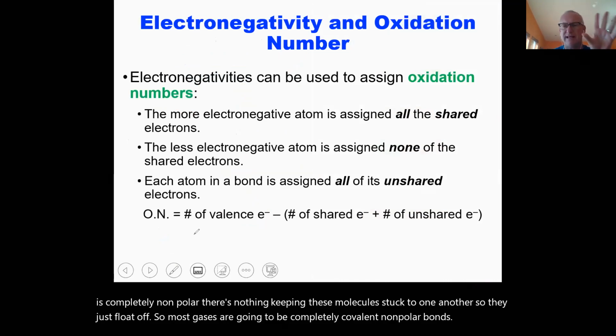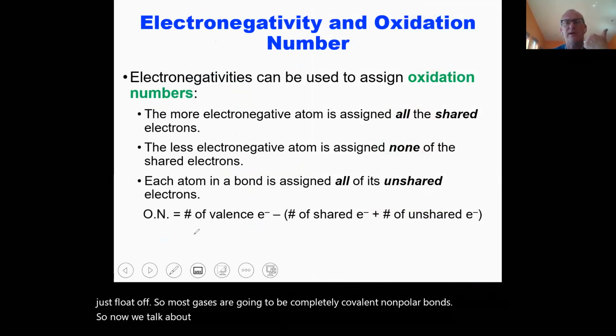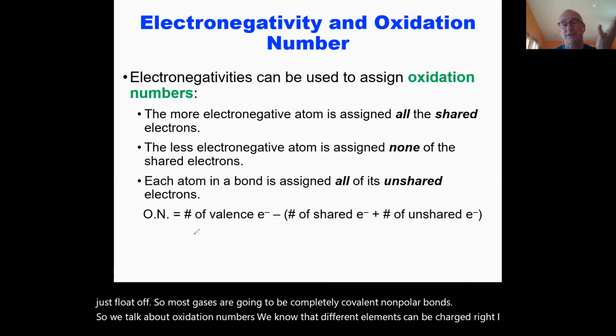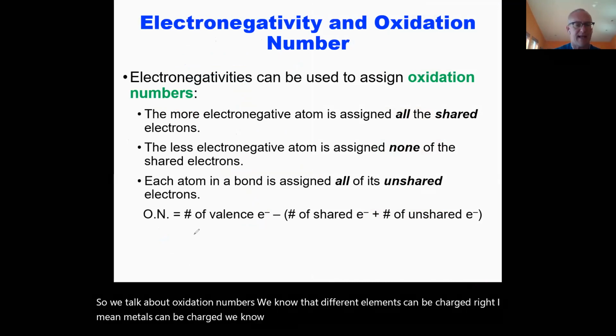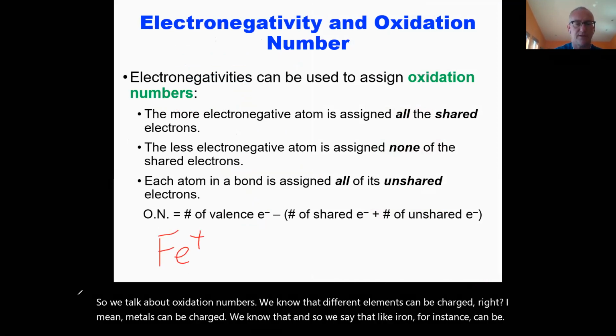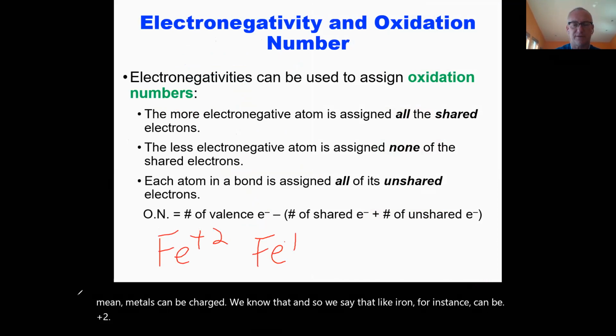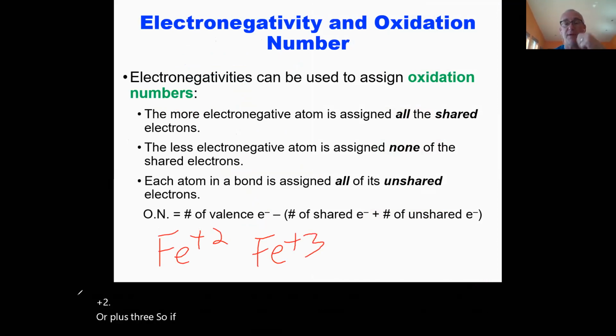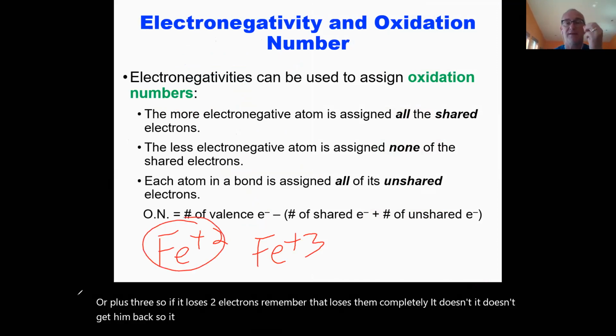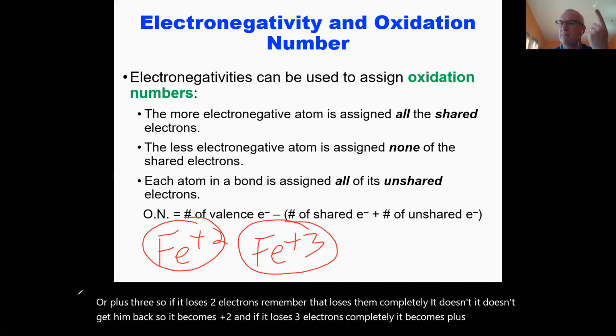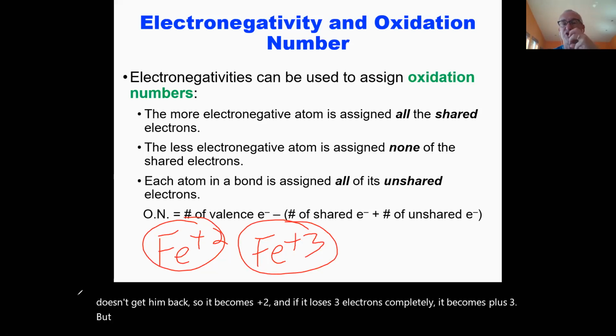So now we're going to talk about oxidation numbers. We know that different elements can be charged, right? I mean, metals can be charged. We know that. And so we say that iron, for instance, can be +2 or +3. So if it loses 2 electrons, and remember, it loses them completely, it doesn't get them back, so it becomes +2. If it loses 3 electrons completely, it becomes +3. But what about if an element is sharing electrons with another element?